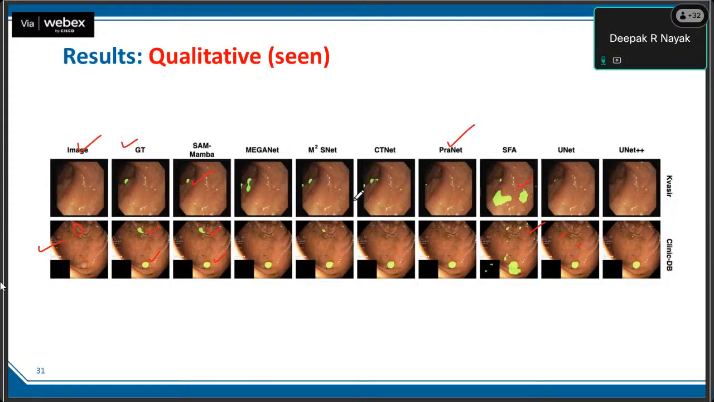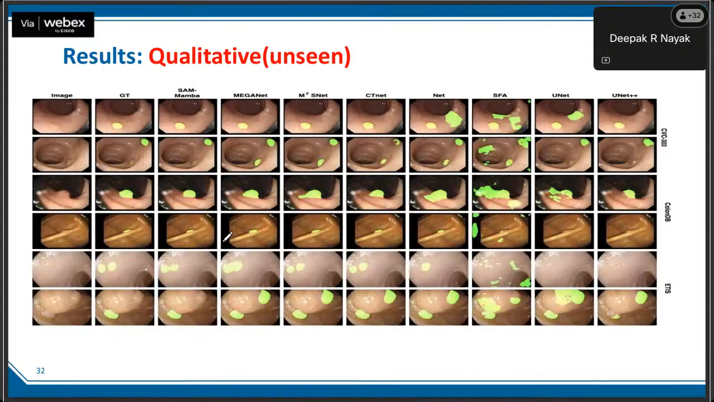And now we'll see the results on the unseen dataset. Here are the qualitative results on the unseen datasets. You can see the first two belong to one dataset, the second two belong to another dataset, and the final two belong to yet another dataset. What we are trying to show here is how well our model performs on unseen datasets in real time. If somebody gives us any image, our task is to identify the polyps accurately, so whether our model is also predicting the polyps and their boundaries accurately or not. You can see the cases here.